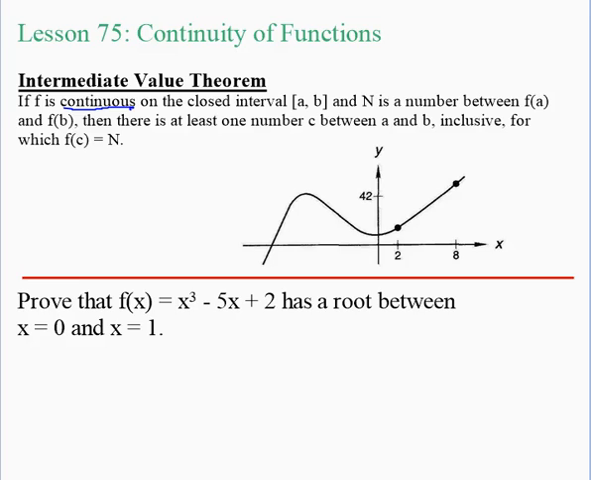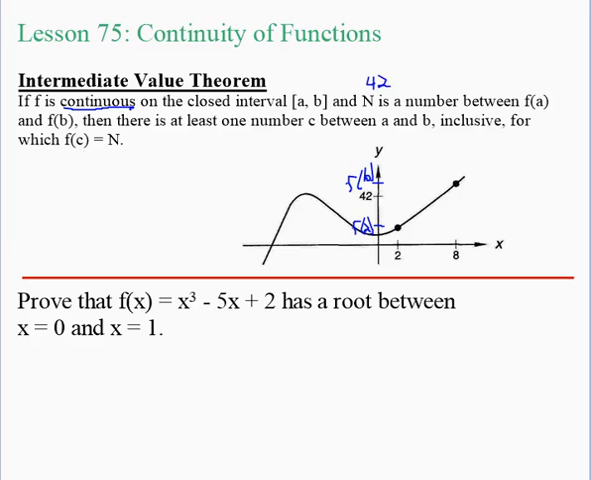So in this case, here's an example to throw some numbers in there. Here's our closed interval. We're going to go from 2 to 8. This is a continuous function on the closed interval. And it says n is a number between f of a and f of b. So here's f of 2, or f of a, and here's f of b. It's saying there's some value in here, c, and if we're looking at some fixed number, 42, so 42 is going to be our n.